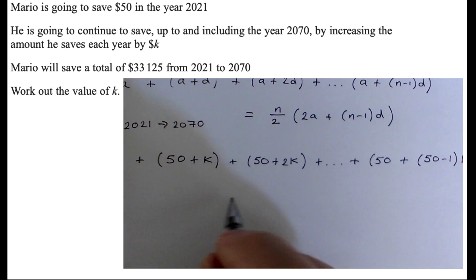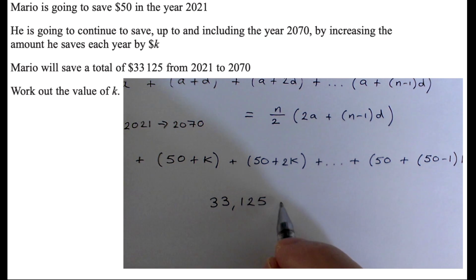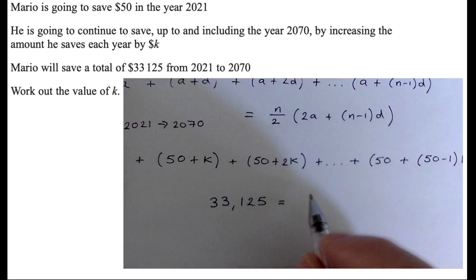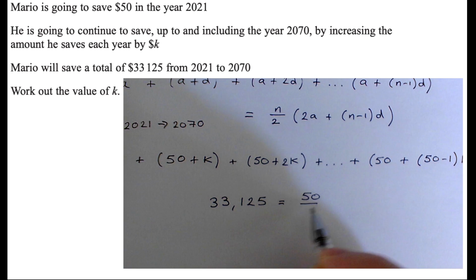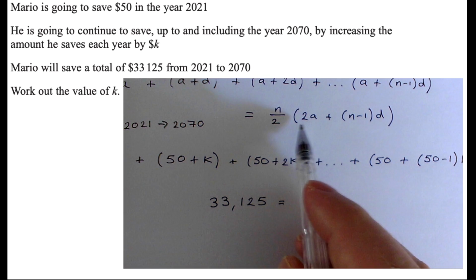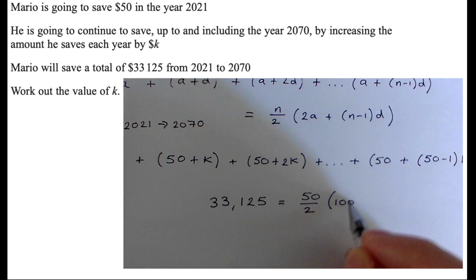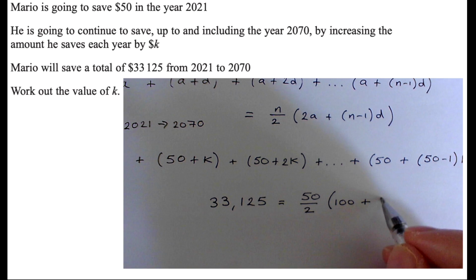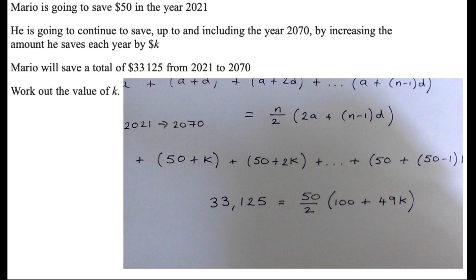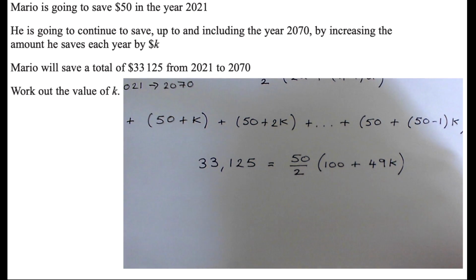Right, so that's what I've got to add up, but I'm not going to do that in a difficult way. They've given the total, and I'm just going to use the formula, which is given to me in my exam. So how many terms are there? There's n terms, that's 50 years of saving, divided by 2, brackets, 2 times the initial value. Well, he starts by saving $50, so it's going to be $100. And he's going to add on 49 lots of common difference K. And that's what I've got to solve.